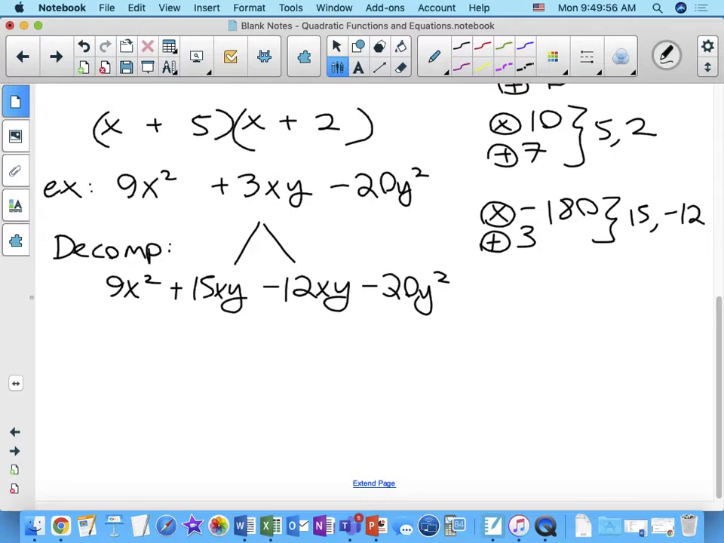Okay? Now what we're gonna do is we are going to factor a GCF out of the first two terms and the last two terms. Okay? So here, our GCF between 9 and 15 is 3, and between x squared and xy is x. And what I'm left with from here is 3x, and from here is 5y.